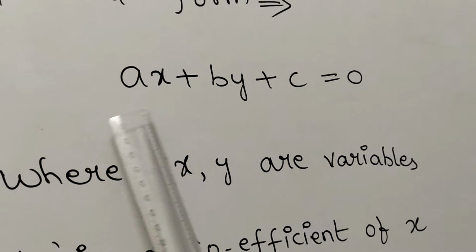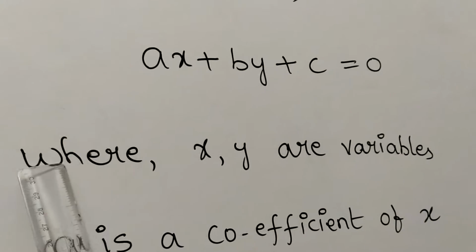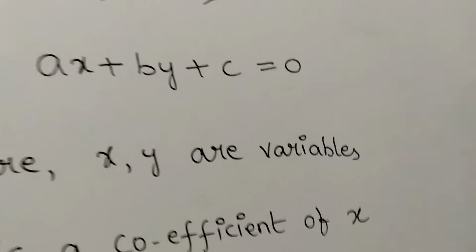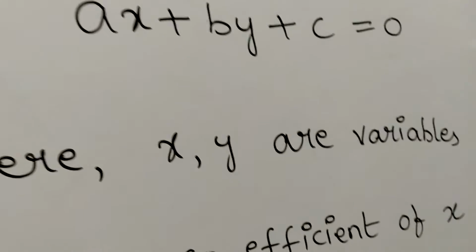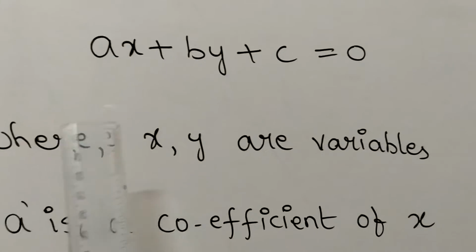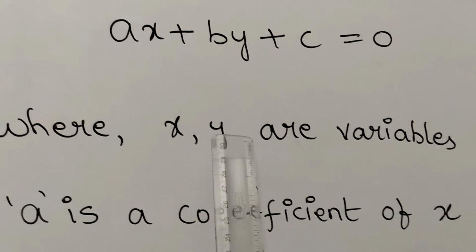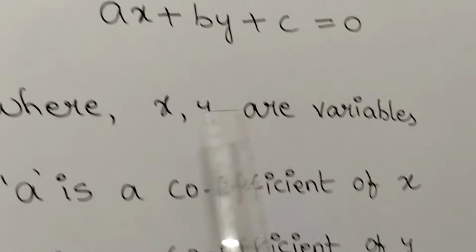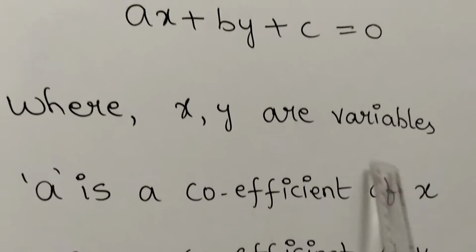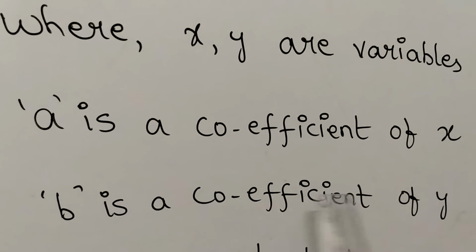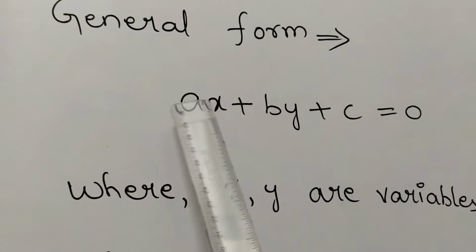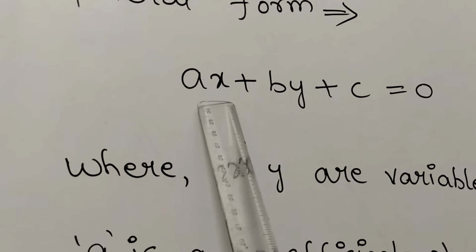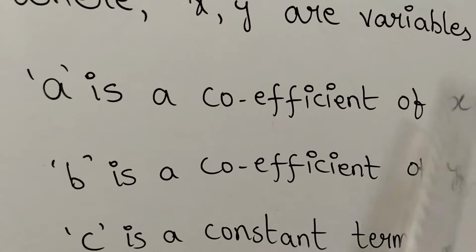Now we have to say what are this a, b, c, x, y. So where I am writing x comma y are variables. So here we are taking two variables. What we have to write, student? Equation in two variables. Hence we are taking x comma y, two variables, and this small a is a coefficient of x. This small a is known as coefficient of x, whereas small b is known as coefficient of y. Nothing but this a is in front of x and b is in front of y. Hence a is known as coefficient of x, similarly b is known as coefficient of y.